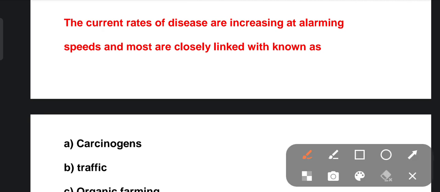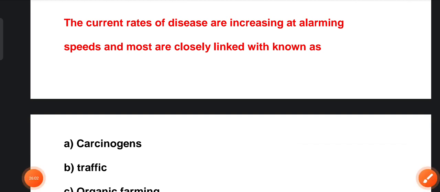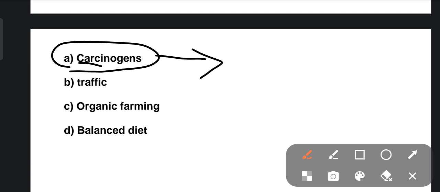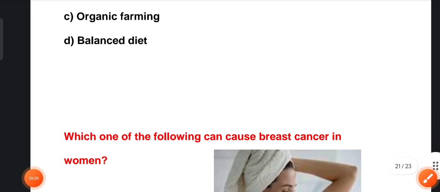The next question is, the current rate of disease is increasing at alarming speeds and most are closely linked with what? Which are the main diseases closely related to pollution? The options are carcinogens, traffic, organic farming, balanced diet. The right option is carcinogens. Carcinogens are nothing but things which cause cancer, which cause the occurrence or development of different types of cancers. Those are called carcinogens. So these are the main effect, the main reason due to pollution.